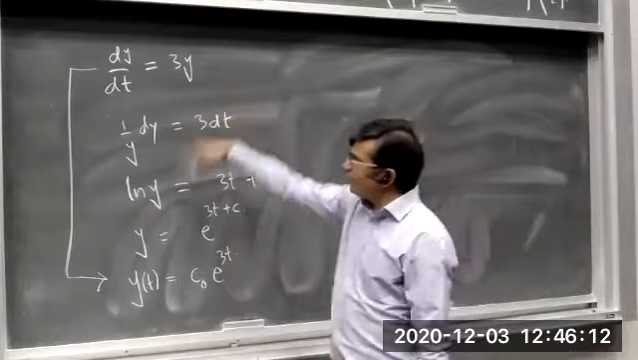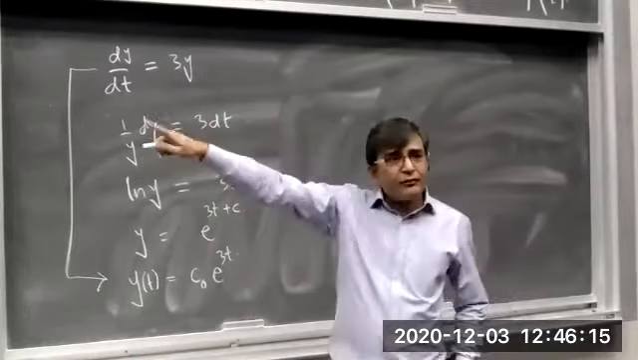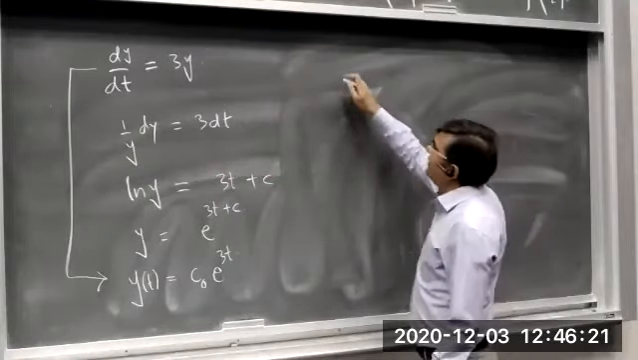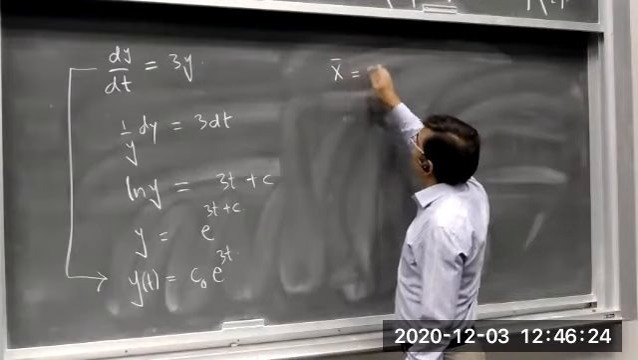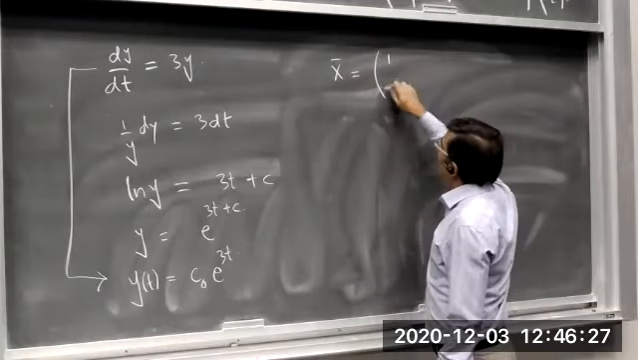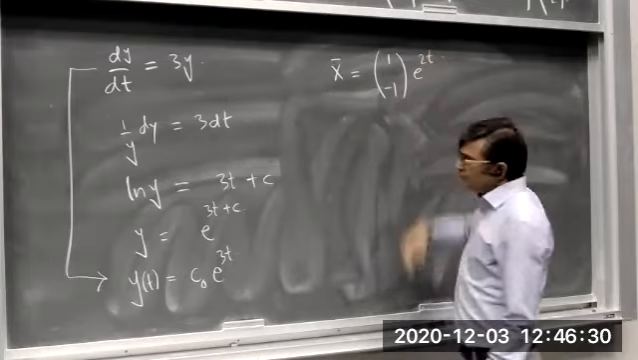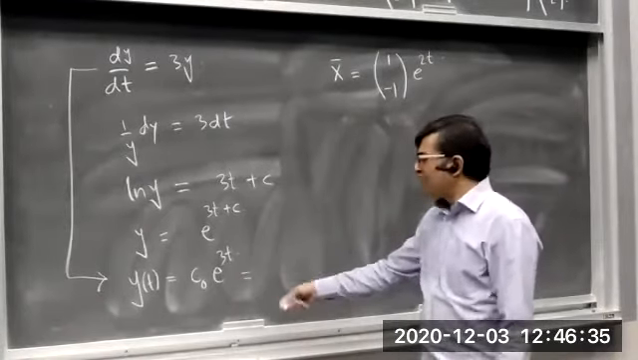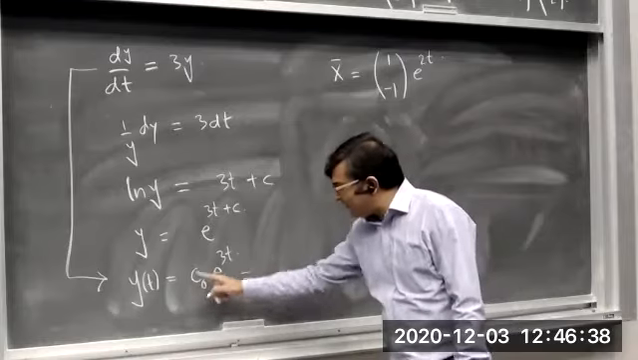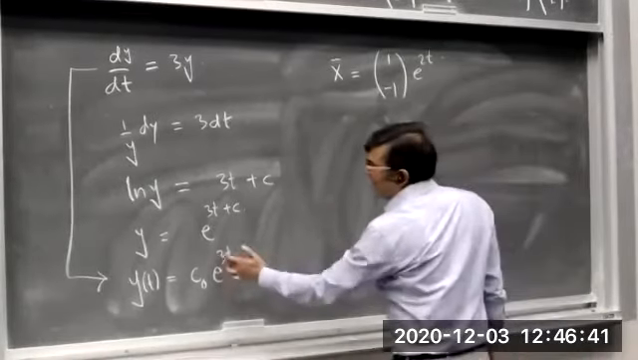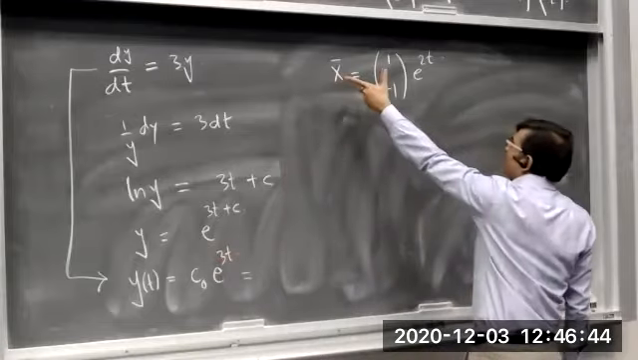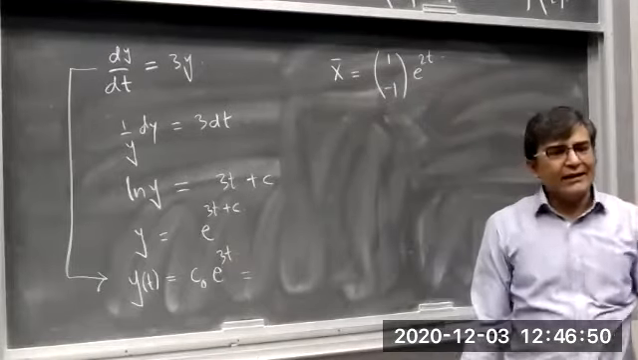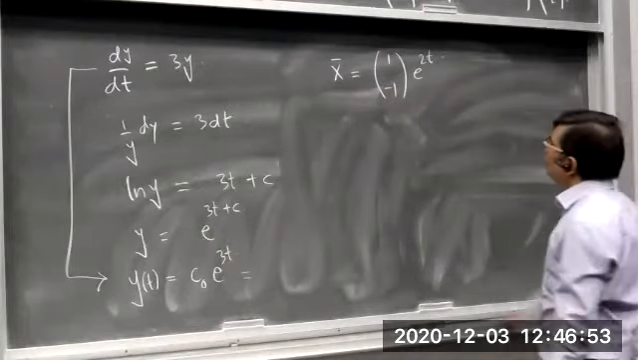If it is a single equation, then it is this. If we have a system of two equations, what type of solution will it be? In the example we just saw, the solution is 1, minus 1 times e to the power 2t. So you can write this as a constant times e raised to some lambda t. If you have a system of two first order, homogeneous, linear differential equations with constant coefficients, then the solution must be of this form.